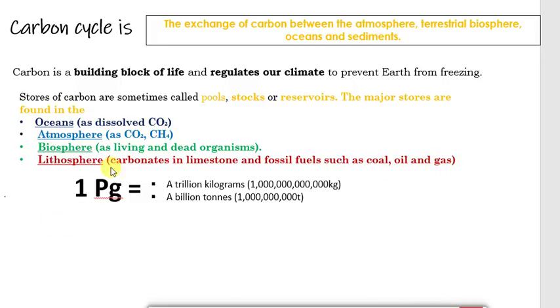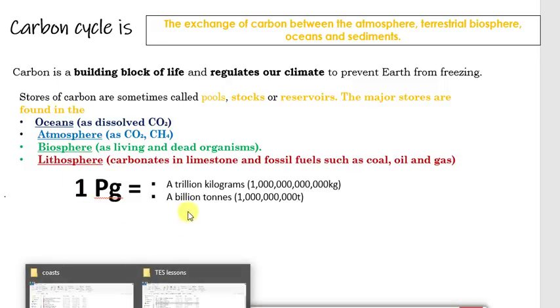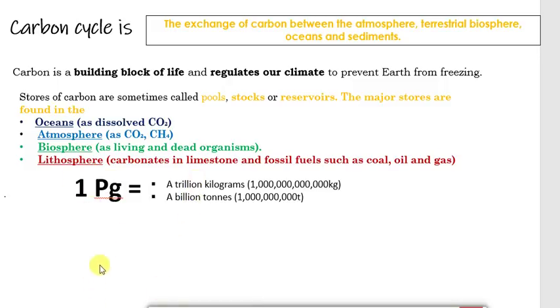How do we measure it? Well, because there's that much carbon on planet Earth, we're talking big numbers, and so we tend to refer to them as petagrams, which means 1 billion tons or 1 trillion kilograms. What this unit means, I'm not saying it doesn't matter, but it is relative.